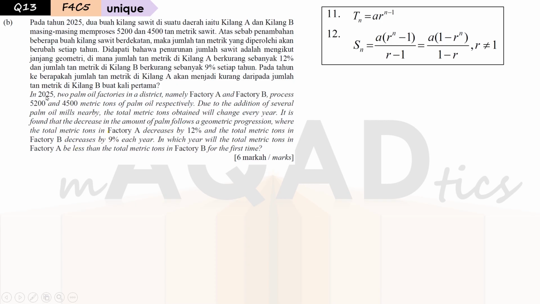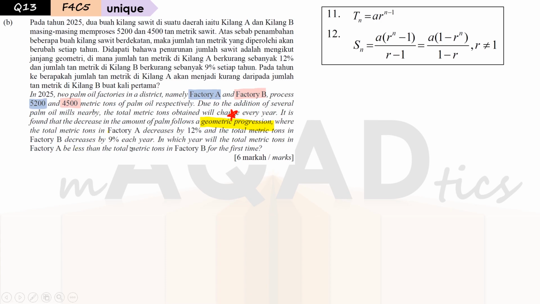So in 2025, there are two factories named A and B, and these are the tons of palm oil they produce, right? But because there are other palm oil mills nearby, meaning more factories are sharing the same resources, for factory A and factory B, their production will reduce year by year, alright? They have calculated the decrease, and it follows a geometric progression, right? So we need to use geometric progression for this case.